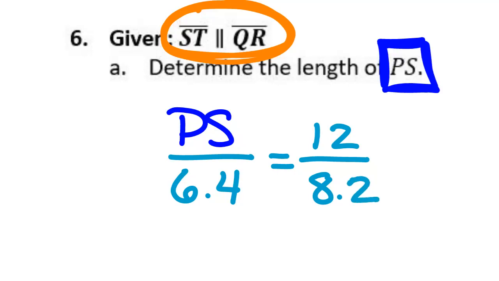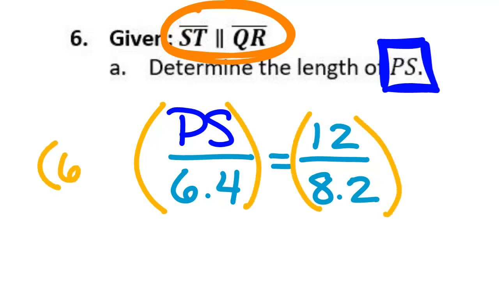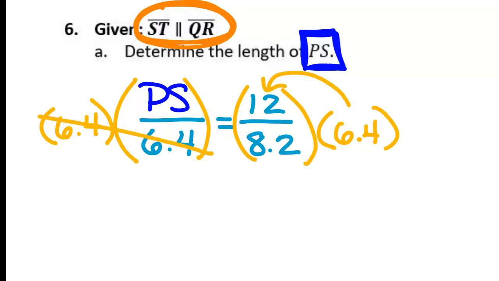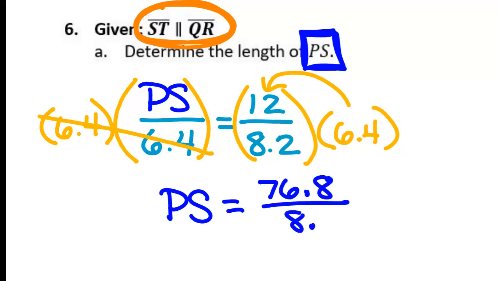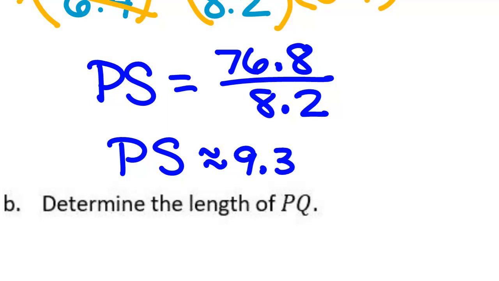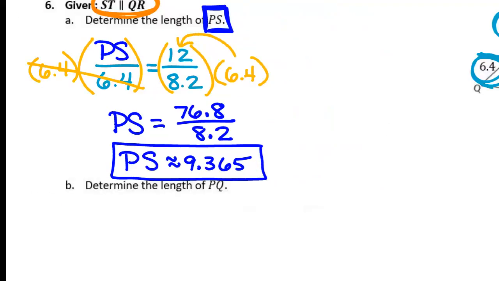To get PS all by itself, multiply both sides by 6.4. So I have to take 6.4 and multiply it to the 12 just up at the top. What is 12 times 6.4? 76.8. We're going to divide that by 8.2. Take it out to 3 places for me. 9.36 or 366, depending on how you round.